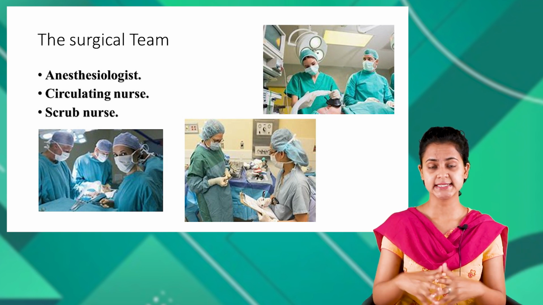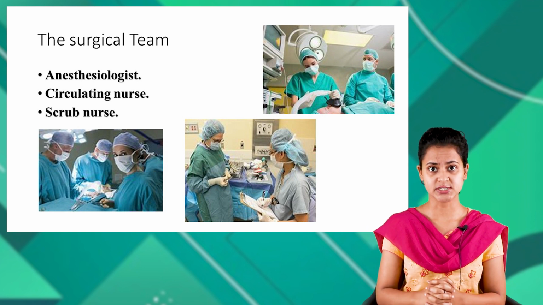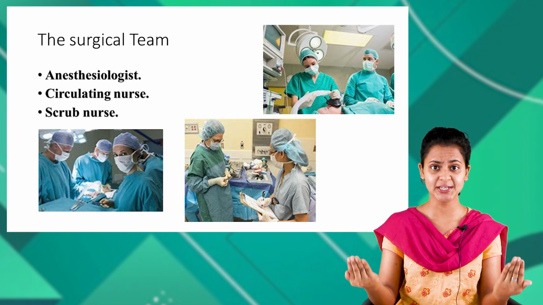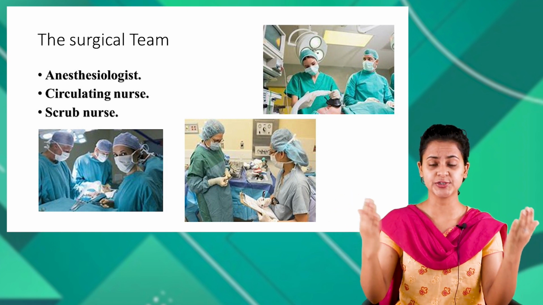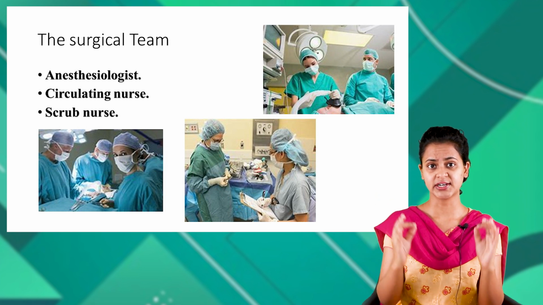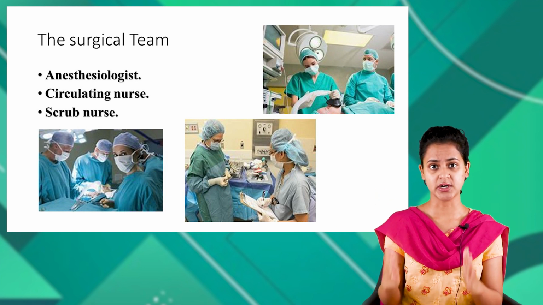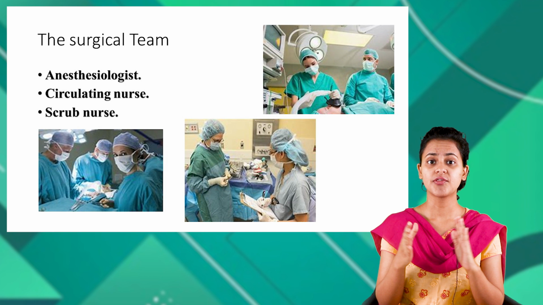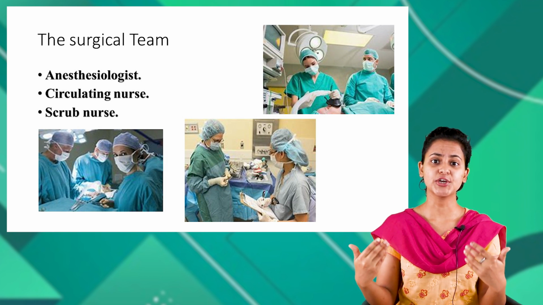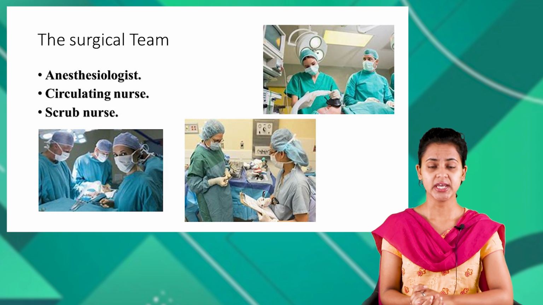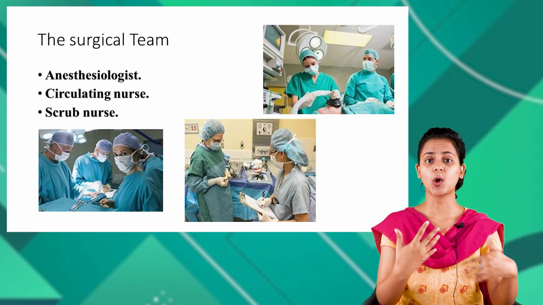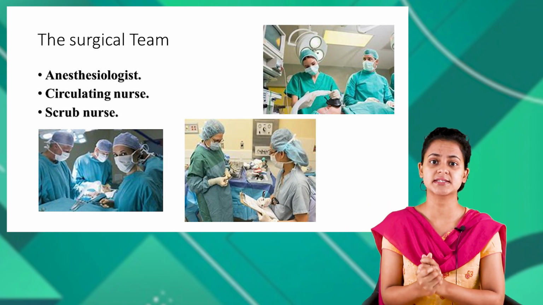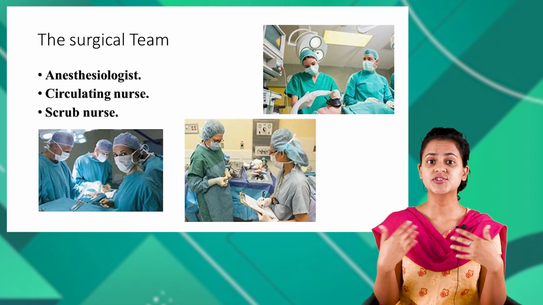Now, the next one is the surgical team nurse or surgical nurse. Basically, we will be dividing the nurses who will be staying inside the operation theater into two groups. It includes a circulatory nurse and a scrub nurse. So the surgical team will also consist of nurses, and the nurses can be classified into two categories. The first group of nurses will be called the circulatory nurse, and the second group of nurses who will be present in the surgical unit are called the scrub nurse.